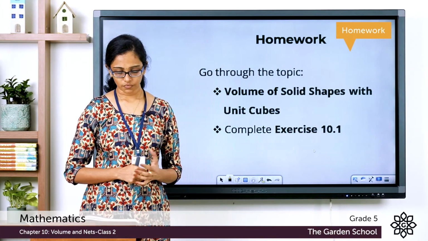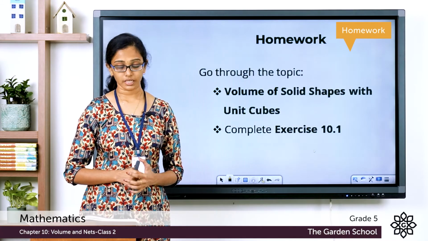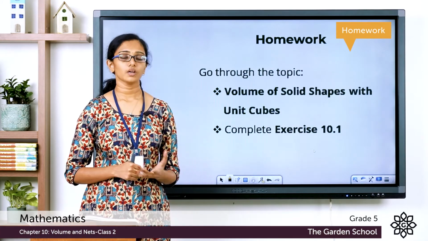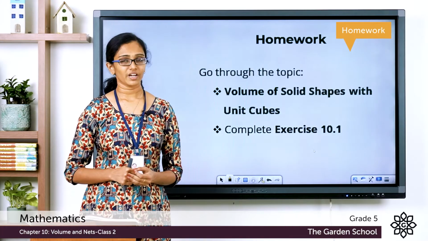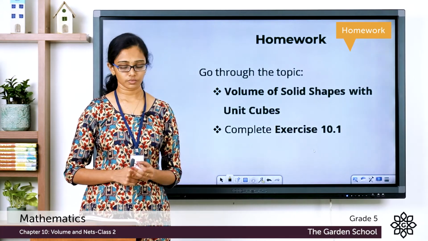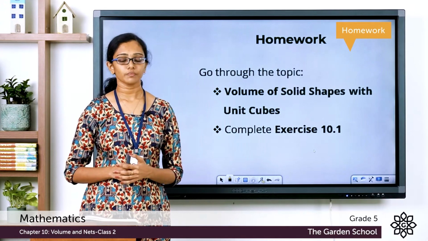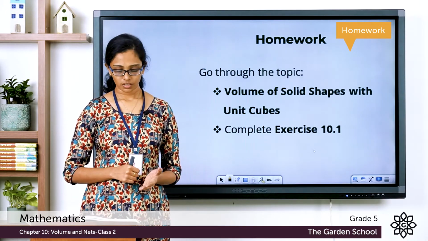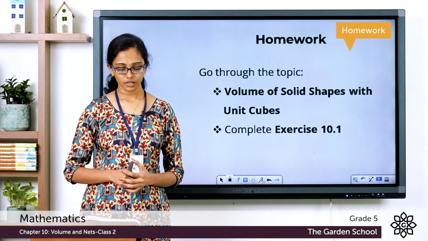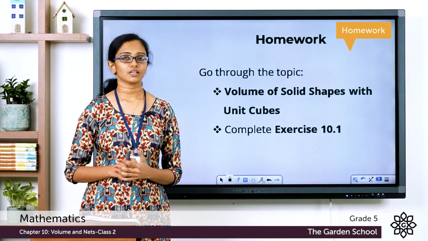And the second question is to find the volume of the given figures where each small cube is of volume 1 centimeter cube. These are all very easy questions. Just count the number of cubes and you can directly write the length, breadth, height and volume of the given solid figures here. So you can do this in your textbook itself. Once you are done, take a picture and send us through Teams.